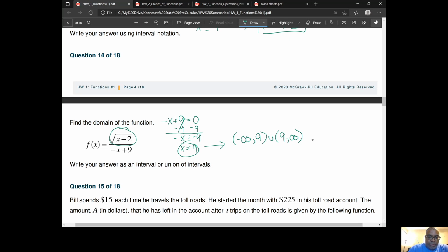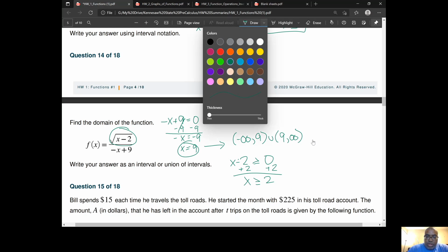This has to be greater than or equal to 2. I mean, greater than or equal to 0. So if x minus 2 is greater than or equal to 0, add 2, it means that x is greater than or equal to 2. So in other words, it is the intersection of these two sets. If x is greater than or equal to 2, that means I can't go back to negative infinity. I can only go back to 2. So let's change our color here, orange.